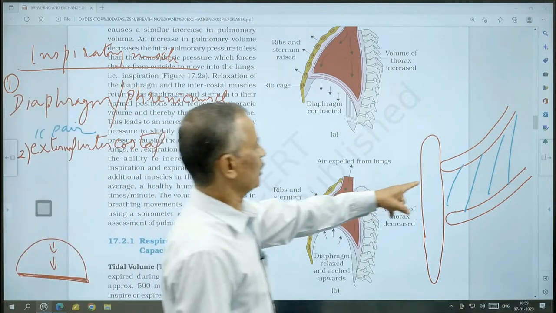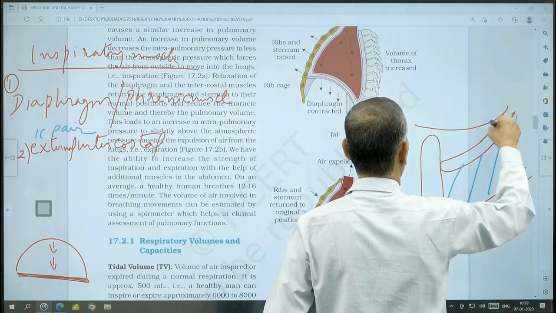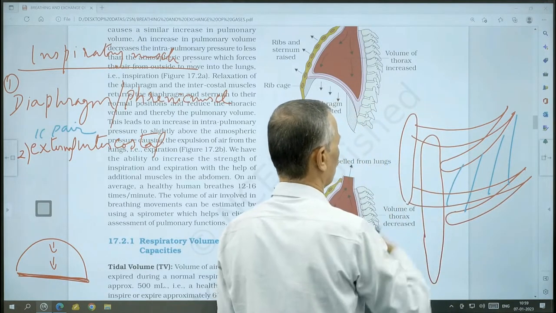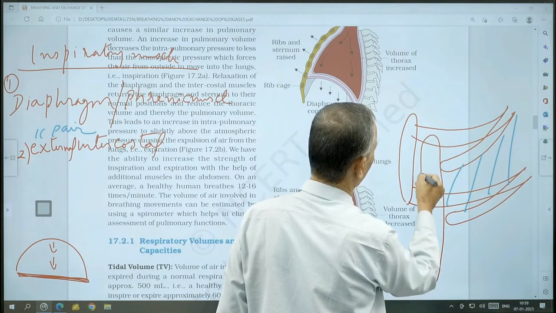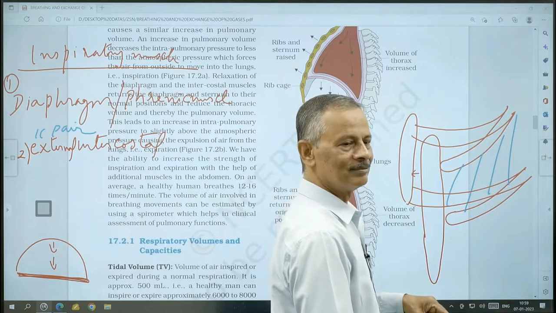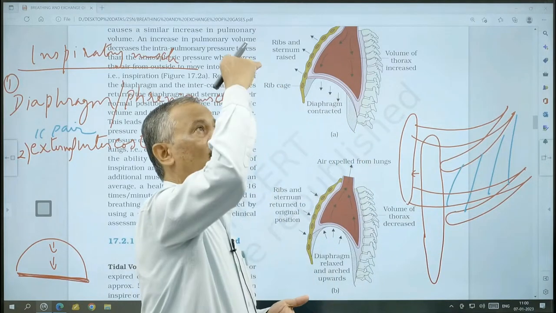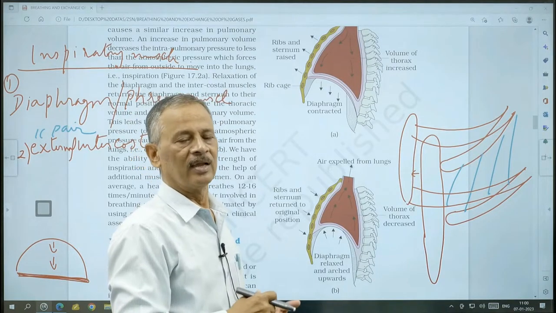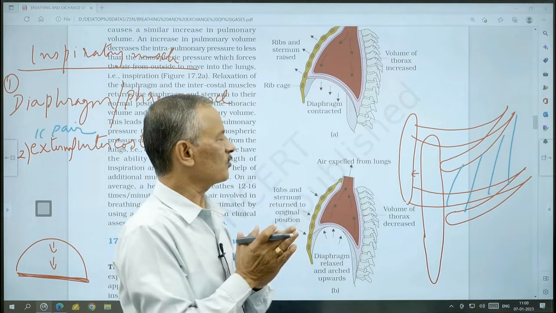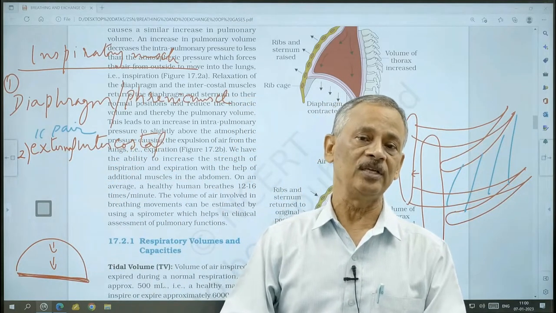Now, the intercostal muscles, the external intercostal muscles, are contracting. When they contract, they will be pulling the sternum upward and forward. The sternum, which was in this position, becomes pushed upward and forward, so that there is an increase in the volume in a dorsoventral direction. So both in the anteroposterior axis and in the dorsoventral axis, there is an increase in volume because of the contraction of these two sets of muscles. Clear? As a result, the total volume of the thoracic cavity increases.